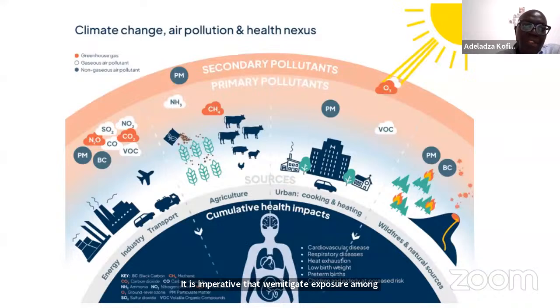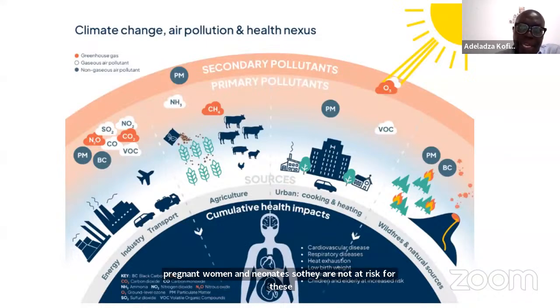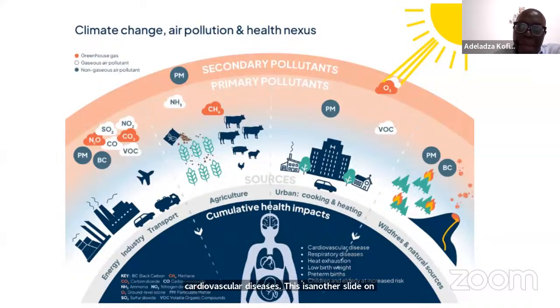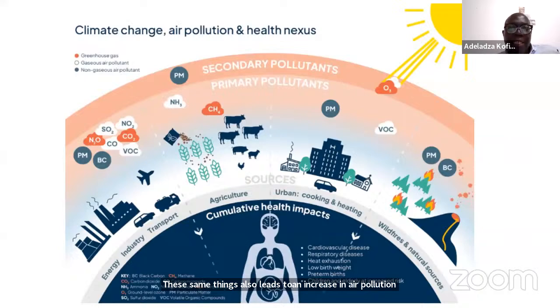This is another slide on climate change, air pollution, and the health nexus. So what you see down there in the bottom circle is the cumulative health impact. And then you see a number of things that exacerbate the climate problem. These same things also lead to air pollution, increasing air pollution levels, like energy and transport, like industry, like agriculture. And with agriculture here, I want to highlight the fact that we who eat meat, whenever these cows and cattle are burping, they release methane.